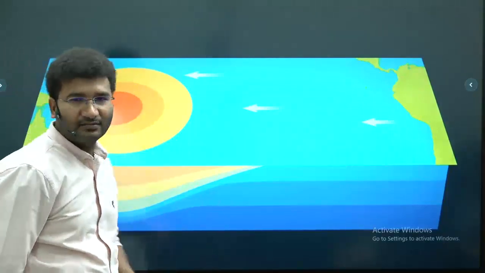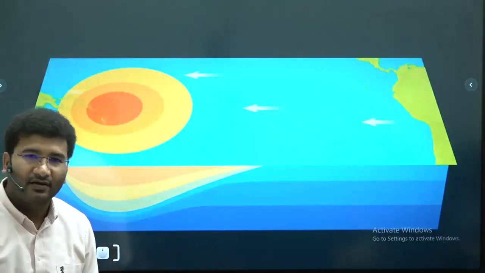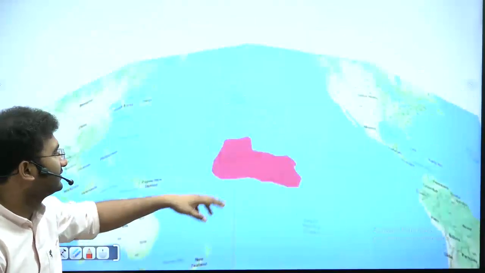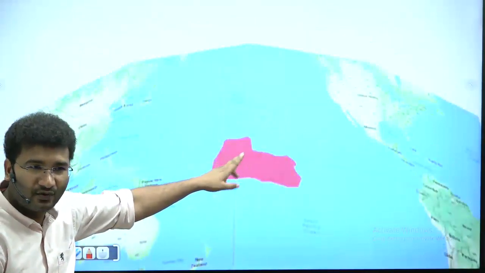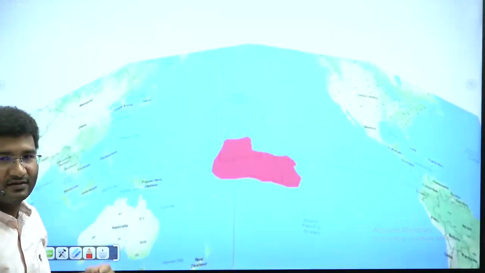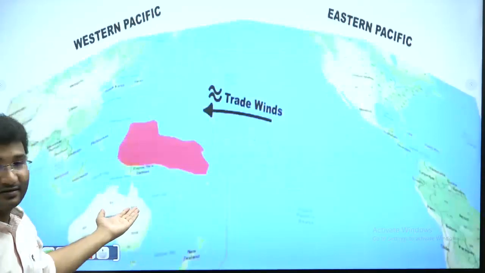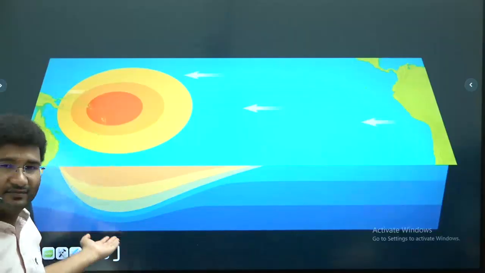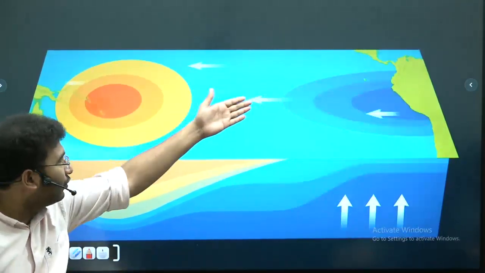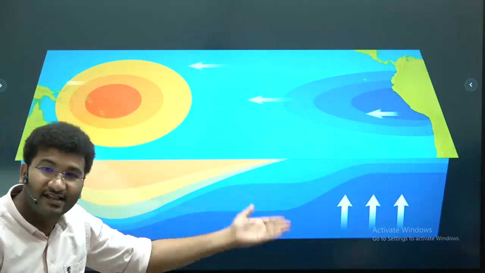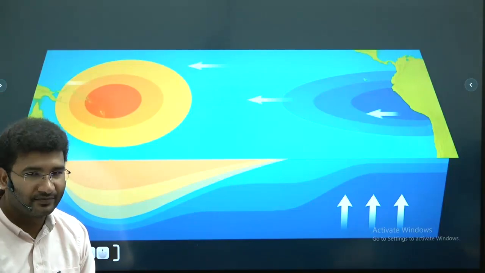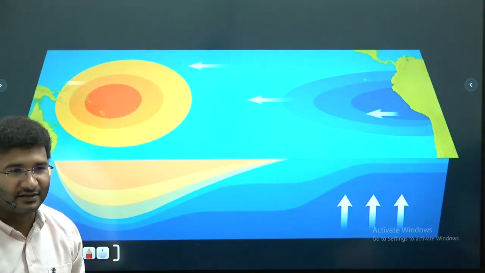Which water is here, warm or cold? During the normal times, this is your warm water. This water, which was warm due to trade winds, came and pushed that water onto Australia, right? And since it is warm water, the thermocline will be on this side. So there you have cold water, here you have warm water, and this is a cell that is running in the ocean. Okay, got it. This is the normal condition.